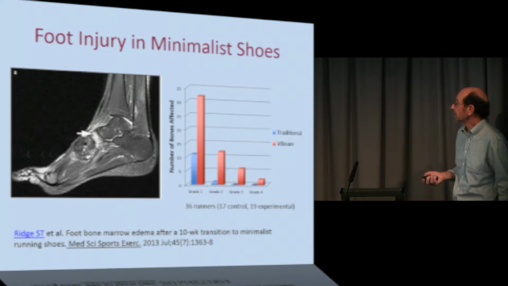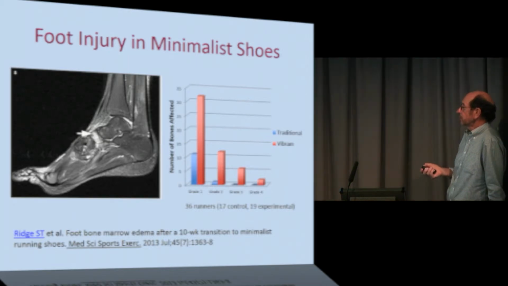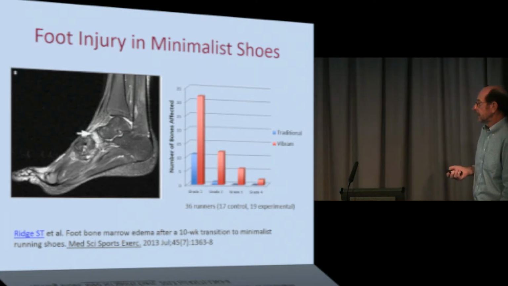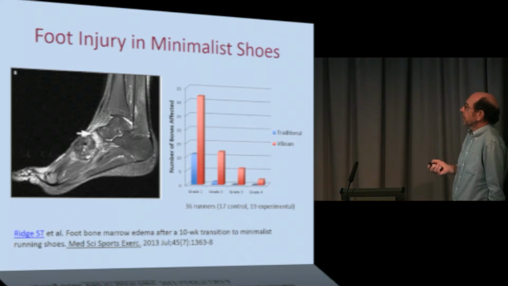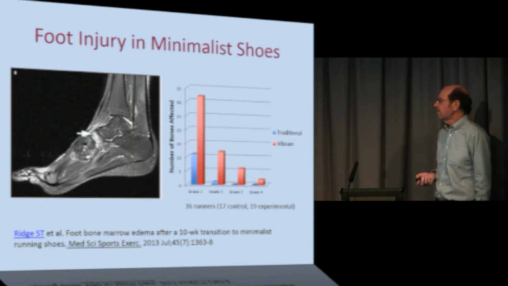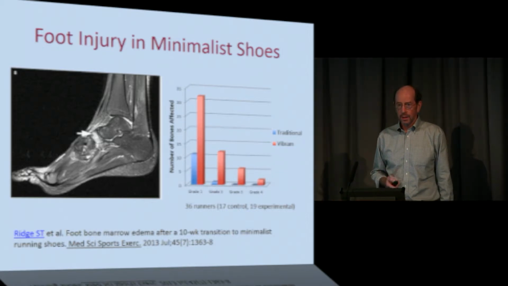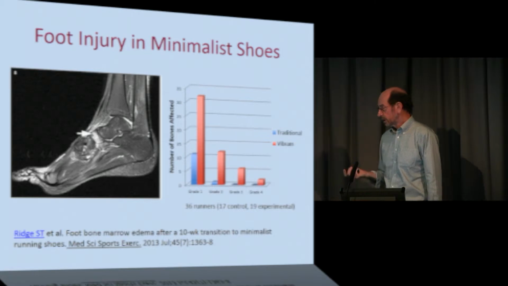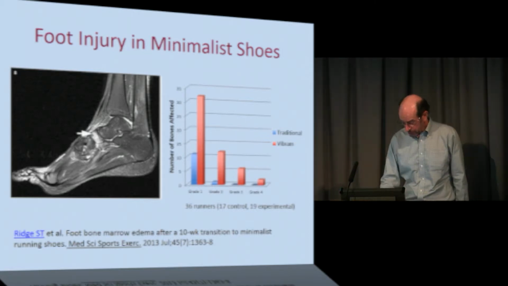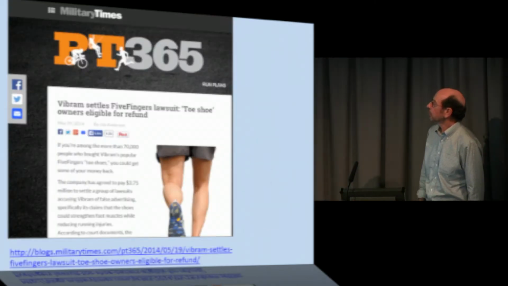And you can see that what she found was that in the traditional shoe in blue, there were just 11 cases of bony edema. Whereas in the five-finger shoe, there were 32 cases at grade 1, there were 12 cases of grade 2, 5 of grade 3, and 2 of grade 4. So there was an overwhelming tendency to cause bony injury in subjects who had been randomized to wearing the minimalist shoe. And so this led to the great recall.